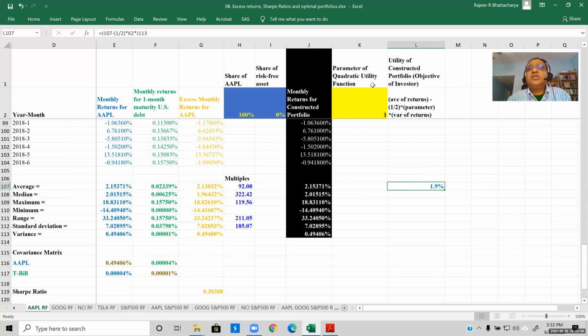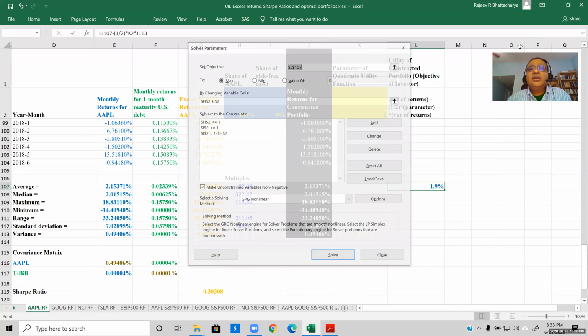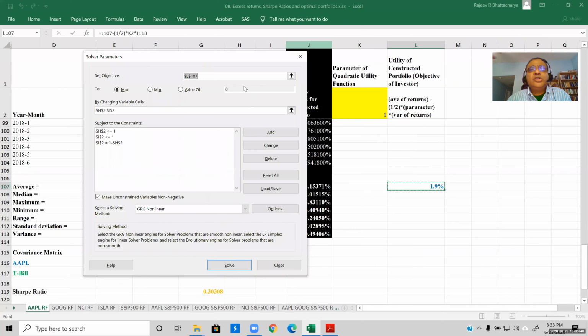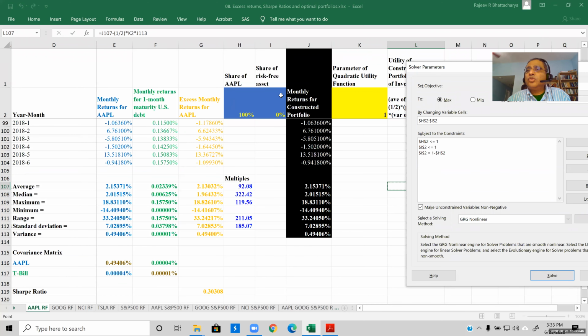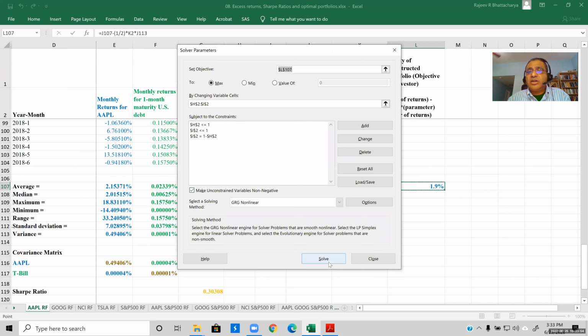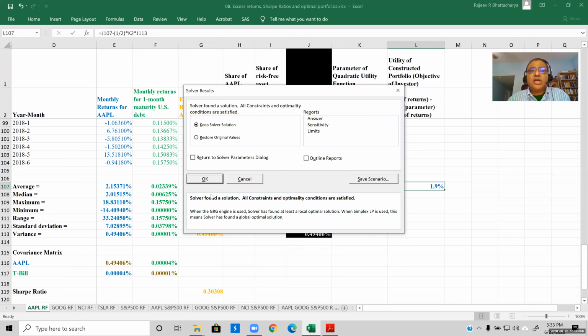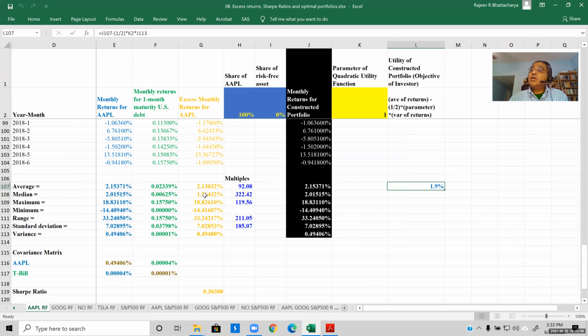All right, so going back to Solver, we say, okay, what are we going to do? Set objective L107 by changing variable cells H2 to I2. H2 is less than or equal to 1, I2 is less than or equal to 1, the two add up to 1, and they need to be greater than or equal to 0. Hit solve. Okay, it's still 1.